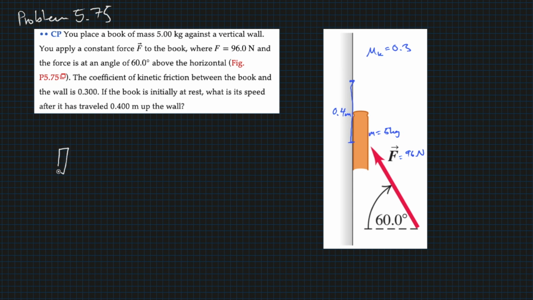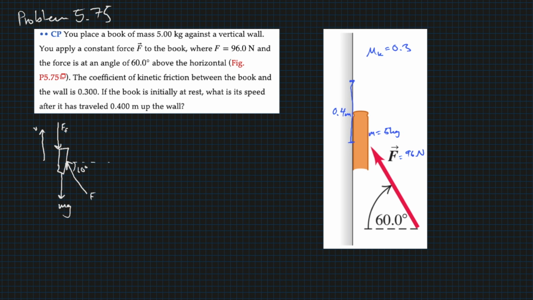So here's the book again. It's got some mass, so it's got mg going straight down. It's got the force F coming in right there, coming in at an angle of 60 degrees. I'll label that 60 right there. Right, that's the 60 degrees. And then the force of friction is going to be opposing the direction of motion of the book. So I've already assumed that this book is going to be moving upwards, right? So the force of friction has to oppose that. It's going to be acting on the book and going downwards like that.